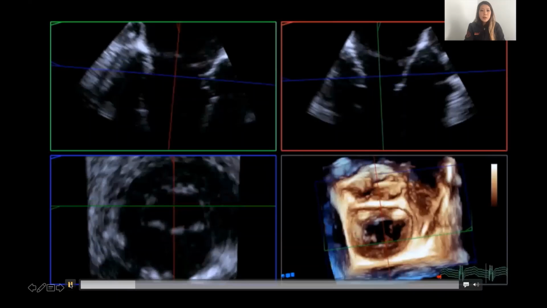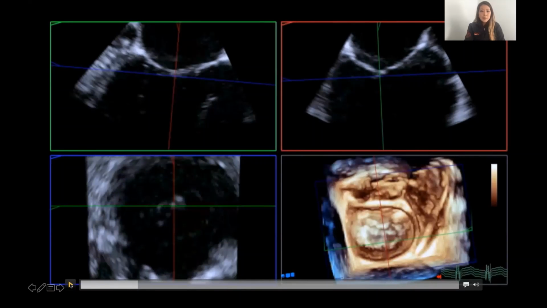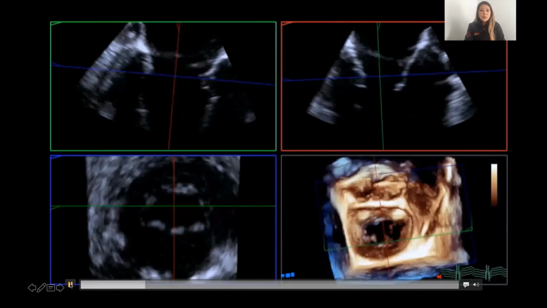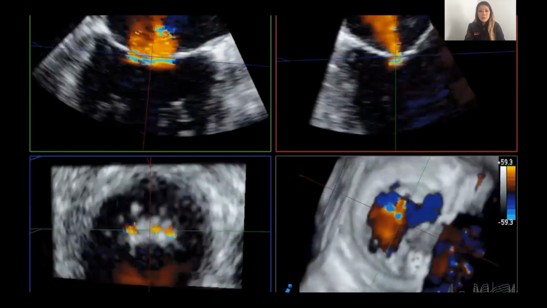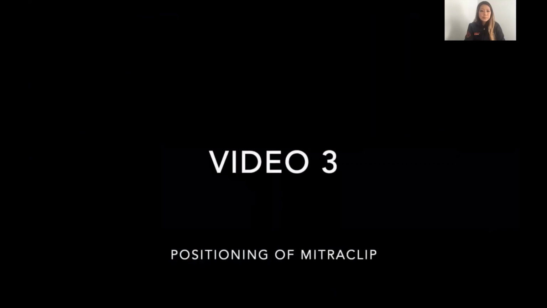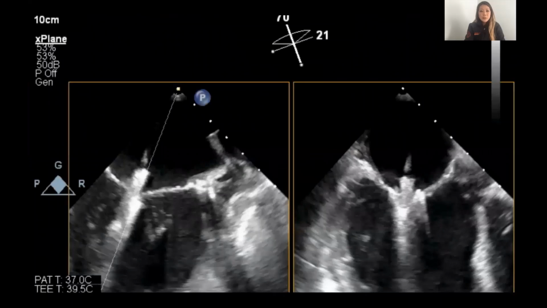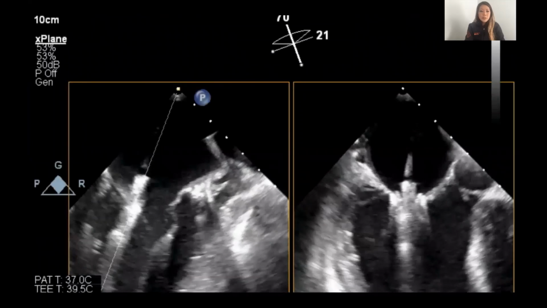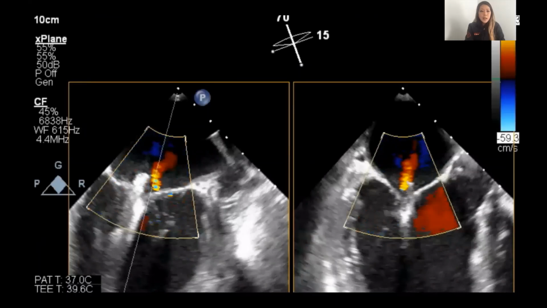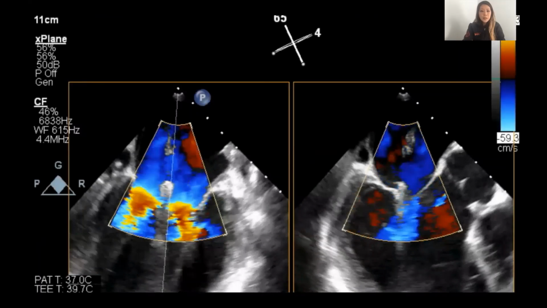So this is just a video showing the type of patients that we want to recruit. Patients with normal leaflet anatomy shown here, but with significant mitral regurgitation that occurs centrally in the valve, as you can see here. In terms of the mitral clip procedure, this is the mitral clip that can be placed between the anterior and posterior leaflets, and it will hopefully decrease the amount of mitral regurgitation over time.